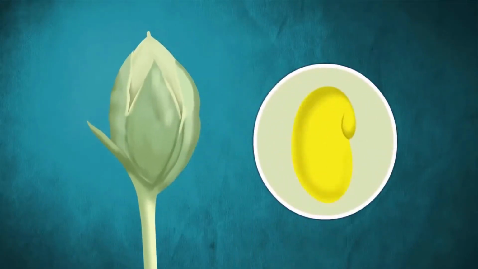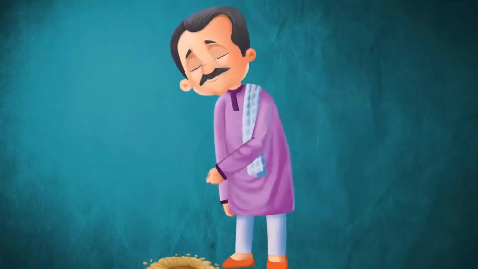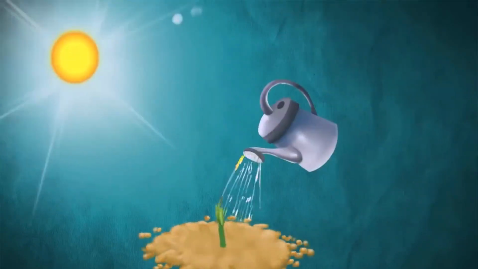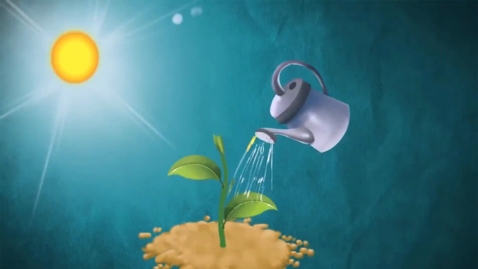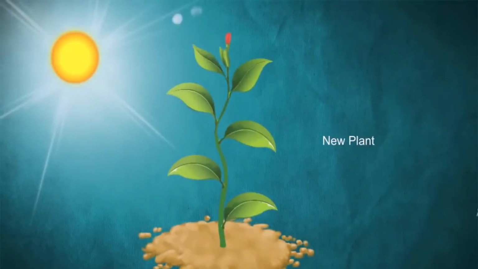So, a seed present inside a fruit contains an embryo, which is actually a baby plant. Each time a seed is planted in soil and provided appropriate conditions, it grows into a seedling, which then grows into a new plant.